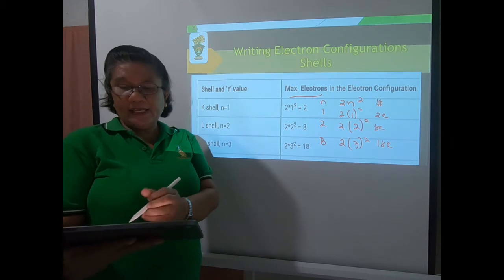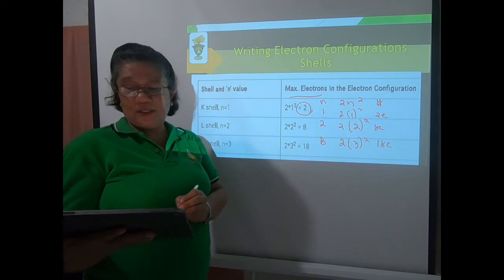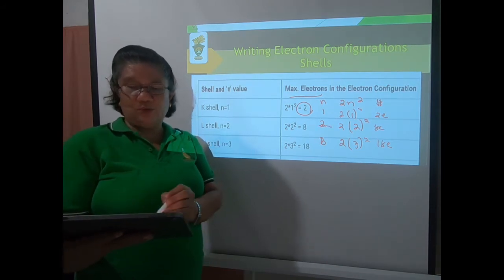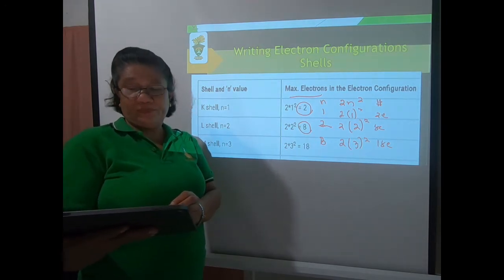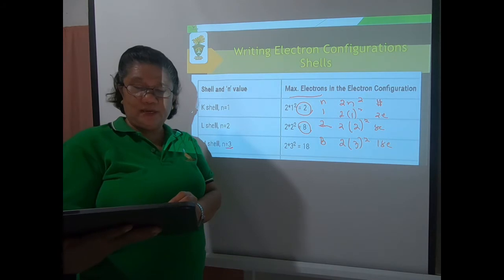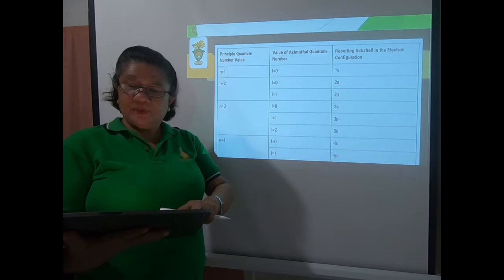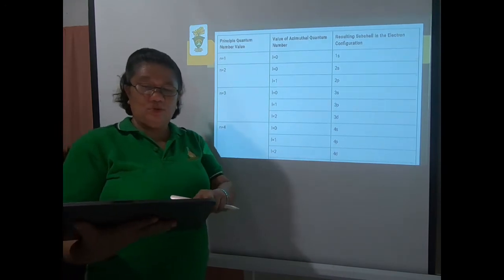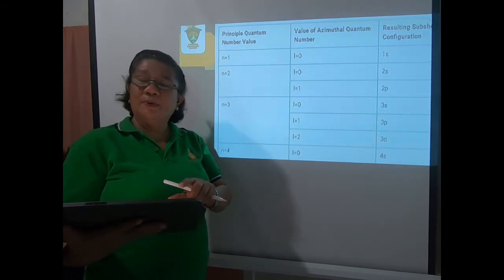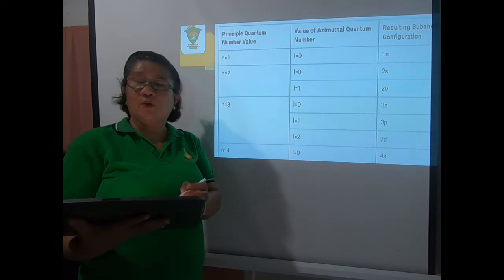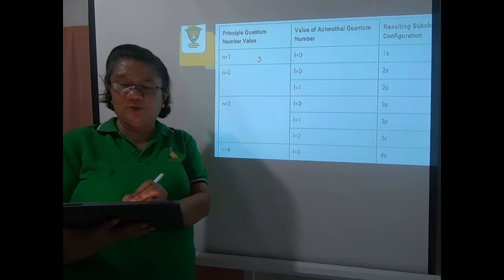So this n equal to 1 is the K shell. How many electrons? There will be 2 electrons. For the L shell, that is n equal to 2, there will be 8 electrons. When n is equal to 3, that is the M shell, therefore 18 electrons. Looking into the principal quantum number, n is equal to 1. We already know how many electrons it will occupy. That will be 2 electrons.